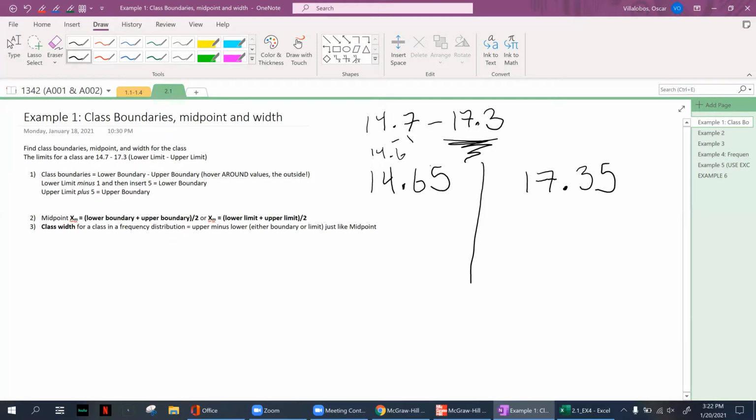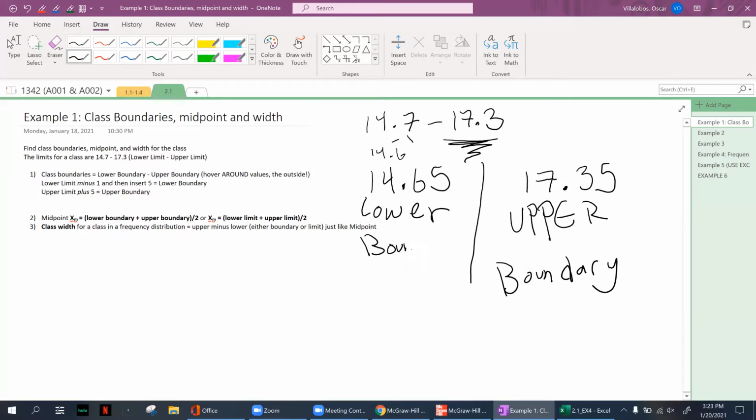So now this here is my upper boundary, and this here is my lower boundary. My upper boundary and my lower boundary. That's it. That's going to be part 1, which was to find the class boundaries. So we have that part.